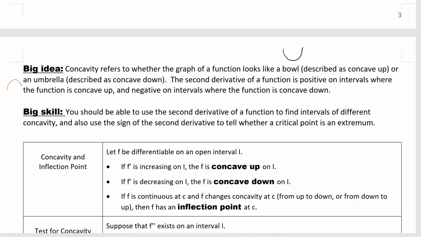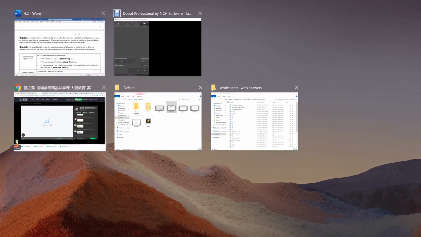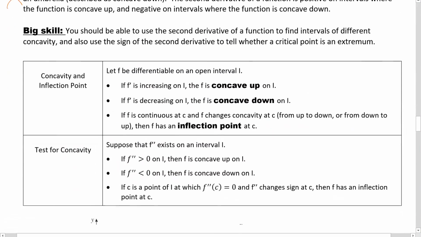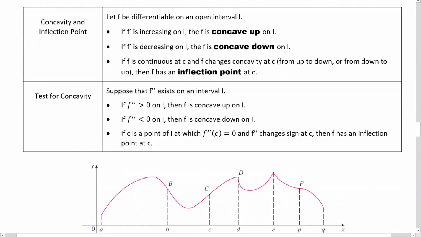Big skills: you should be able to use the second derivative of a function to find intervals of different concavity, and also use the sign of the second derivative to tell whether a critical point is an extremum. Okay, so let's look at the definition. Concavity and inflection points. Remember the first derivative, we have critical points.